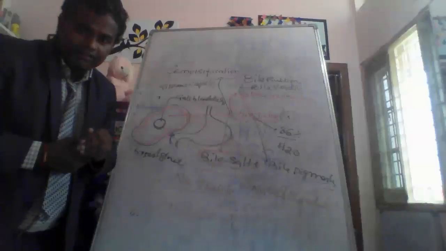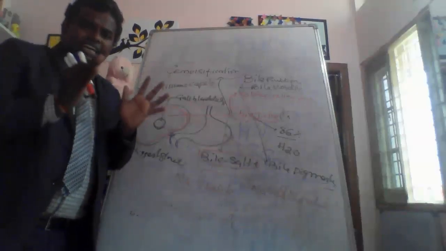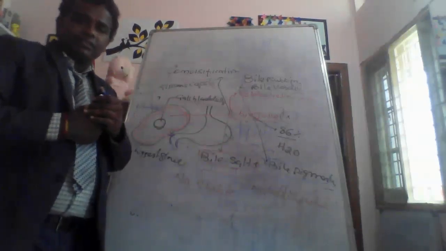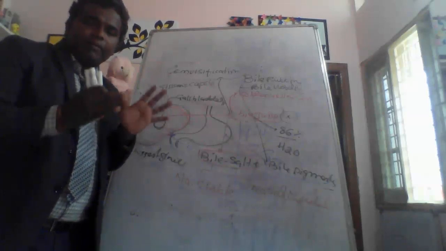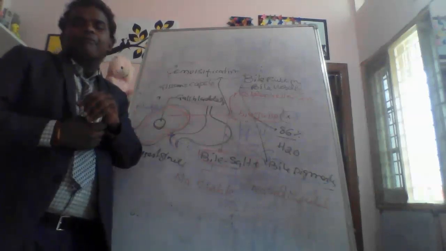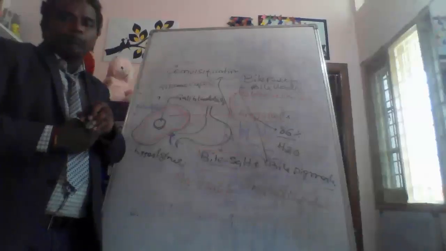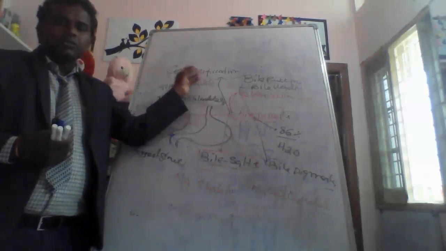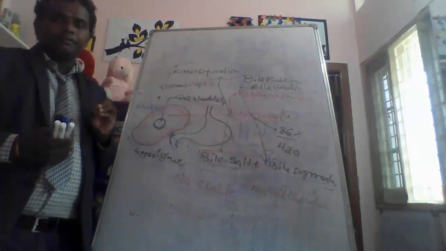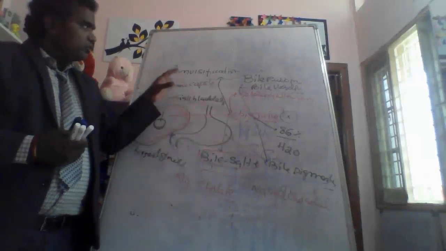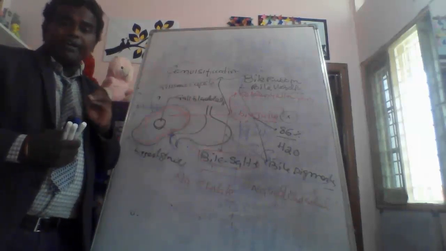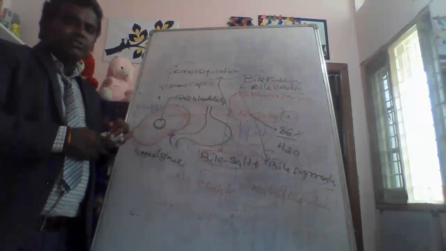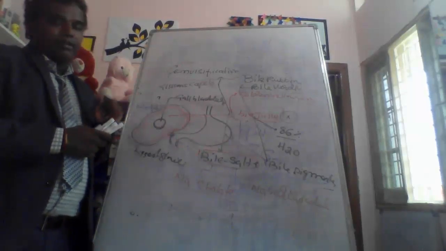Emulsification means the large fats, big fats, are broken down into small pieces of fat. That is called emulsification, right? So this is important about the liver. Now, one more important point. These are generally the digestive functions of the liver.